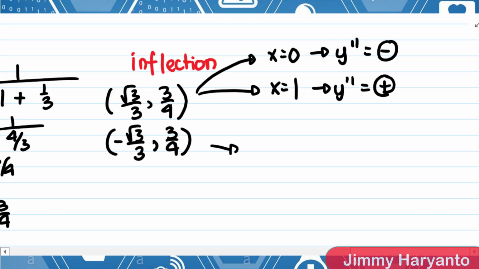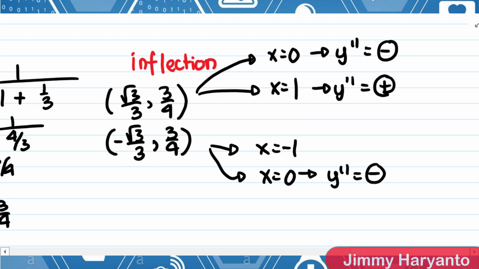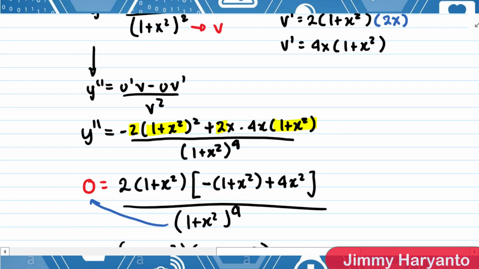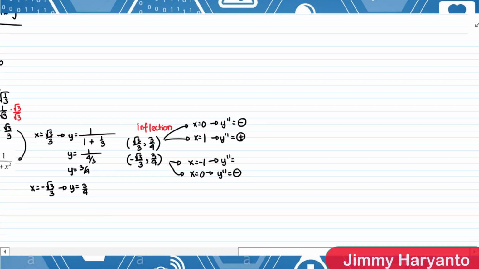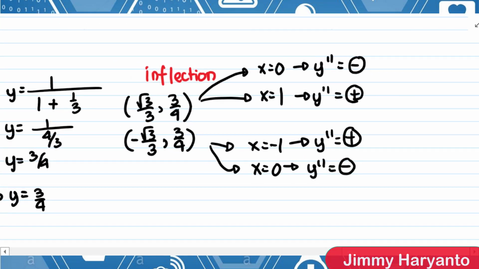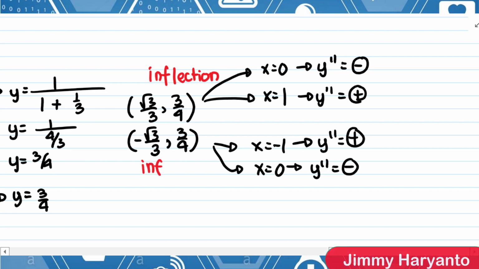Okay, next one is for this one: before x equals negative 1, and the after is x equals 0. For x equals 0, we already know that the y double accent is negative, and for x equals negative 1, the value of the double accent will be negative 1, negative 8, and for this one it is the same as the previous one. It will be the same, and that means this one is also positive. There is a change in the sign, so this one is also an inflection point.